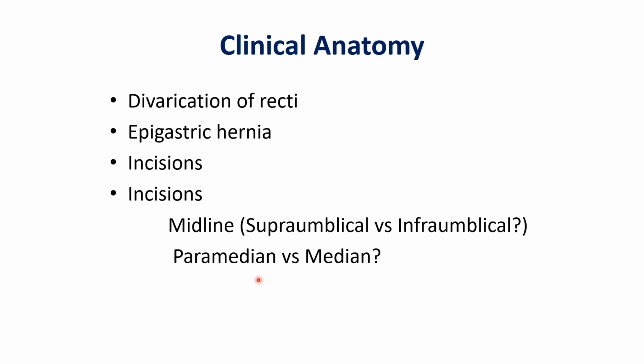So the advantage is that in paramedian incision, when we are making a cut through the rectus sheath and deflecting the rectus abdominis muscle laterally, later on we place the rectus abdominis muscle back to its original position. Here the chances of incisional or ventral hernia are minimal. So supraumbilical or infraumbilical, better is infraumbilical incision because ventral hernia chances are less. Paramedian or median, better is paramedian incision because incisional or ventral hernia will not take place here. So this was about the incisions in this area.